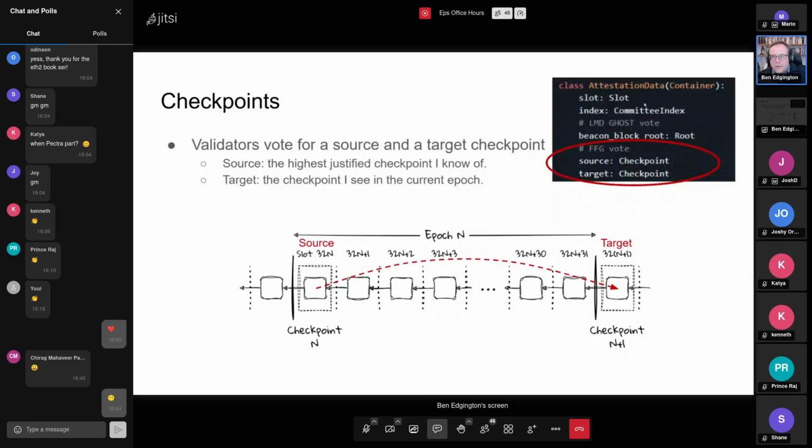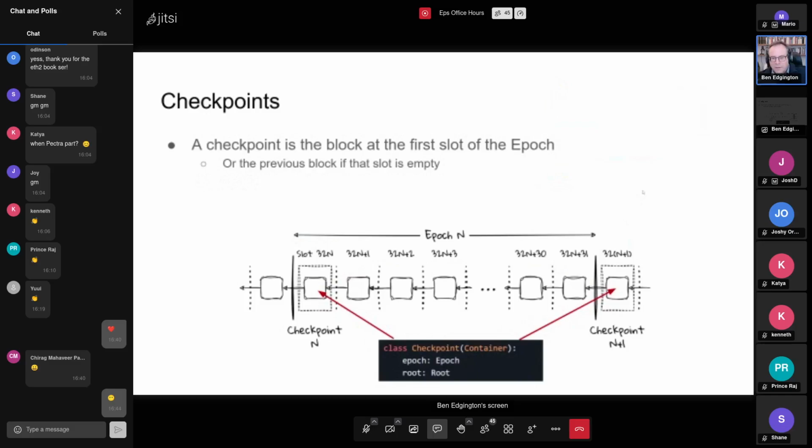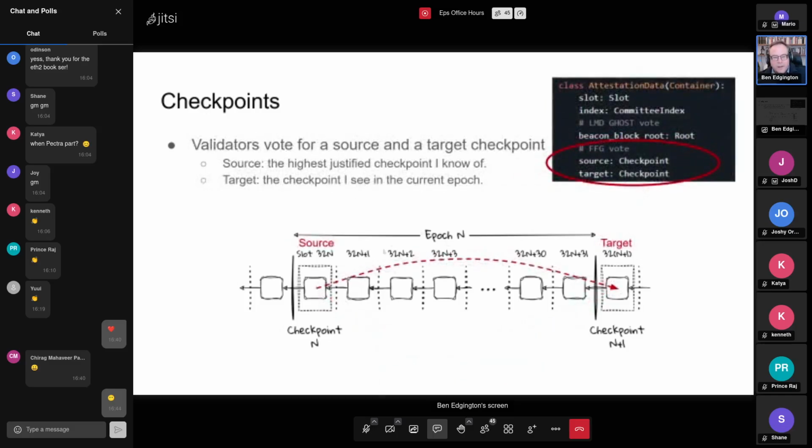And validators vote. So we're going back to our attestation data. We've looked at the LMD ghost vote, and at the same time, validators make an FFG vote, and they vote for a source and they vote for a target. And these are checkpoints, that data structure that we have here. They vote for an epoch and a block root. So the source is the highest justified checkpoint I know of. So in my store, I've got the best justified checkpoint I know, the most recent one. And so when I make an attestation, my source vote is for that checkpoint. This is justified. And the target is whatever.